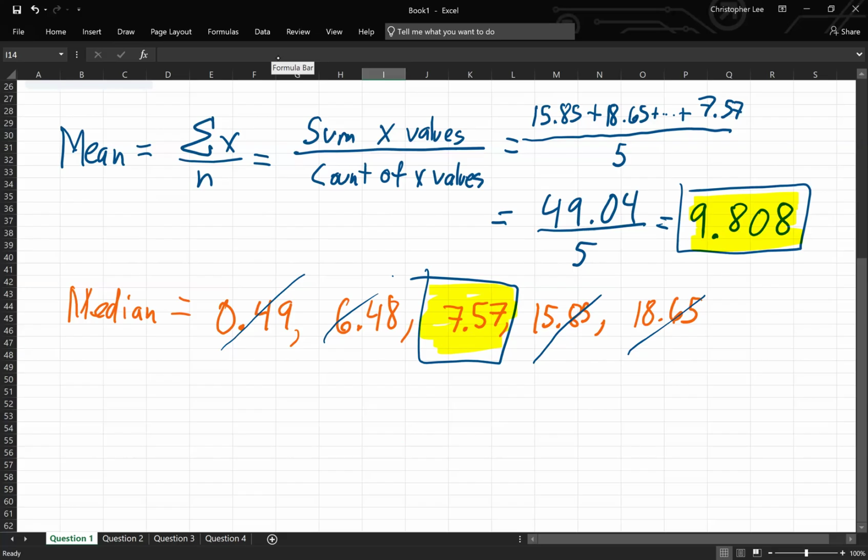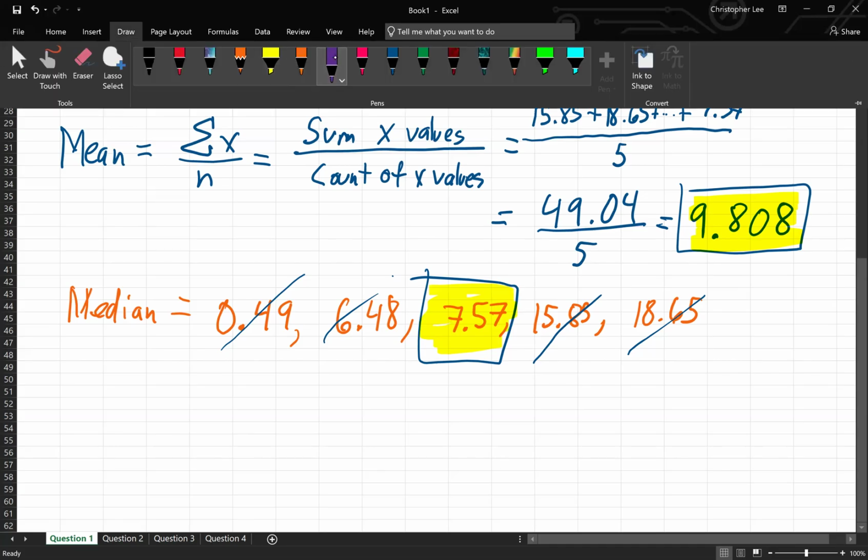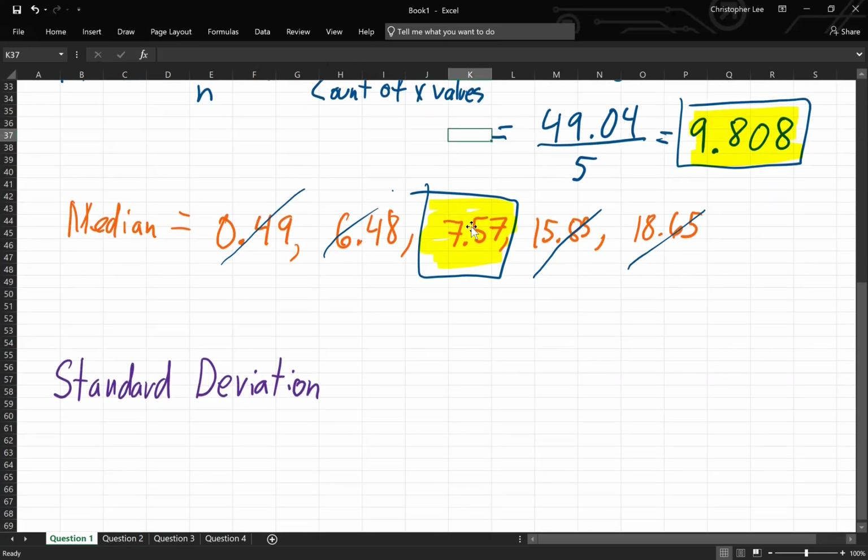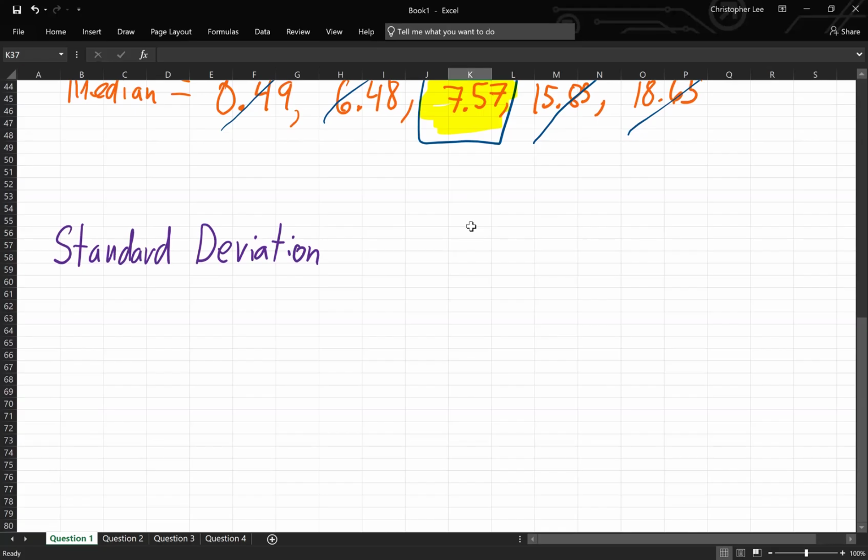Okay, all right, let's move on. Last but not least, I want to find my standard deviation. Now to find my standard deviation, you know that I'm going to need to make a list. The list that I like to make is my x's and then my x squares. So let's do that list right here.